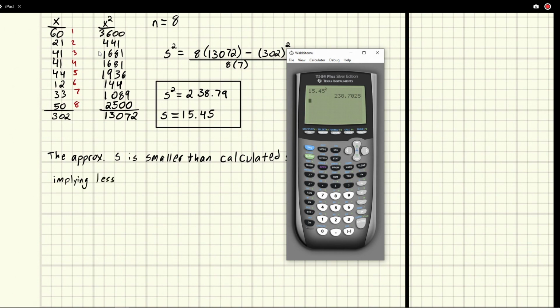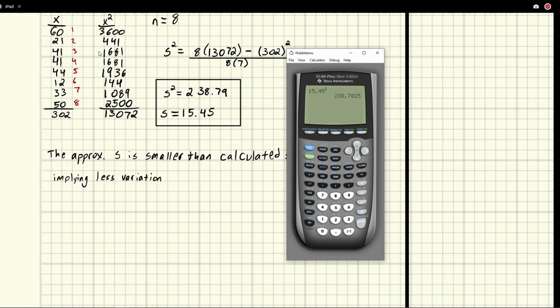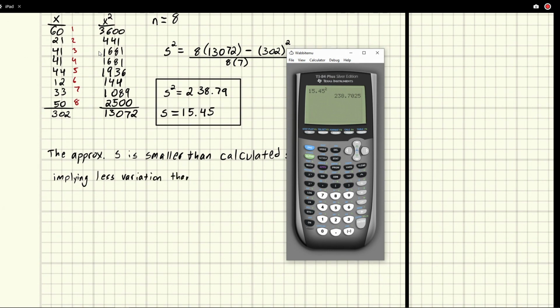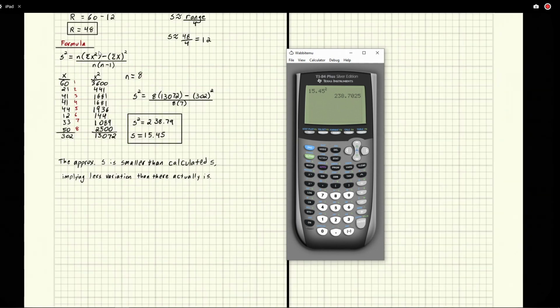less variation than there actually is. Right? Because if the standard deviation is higher, that means that there's more variation in the data set. If the standard deviation is lower, there's less.